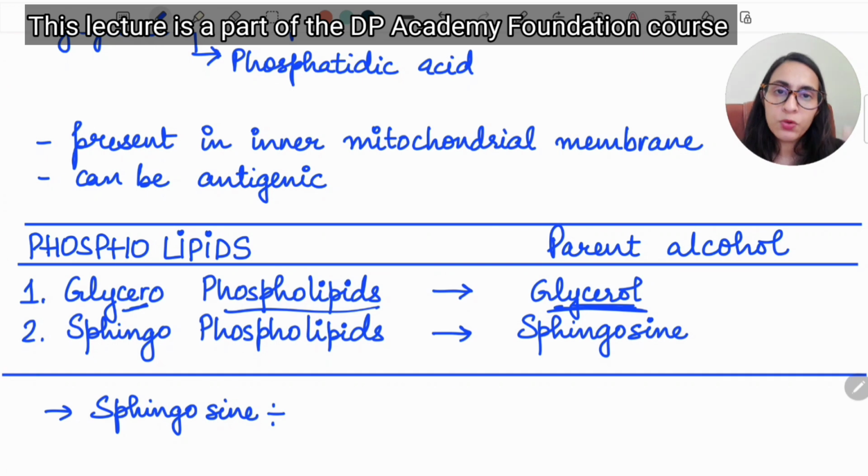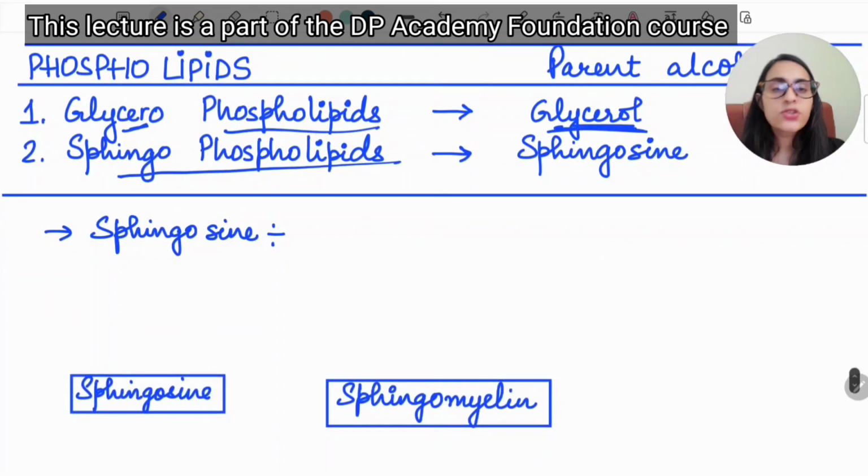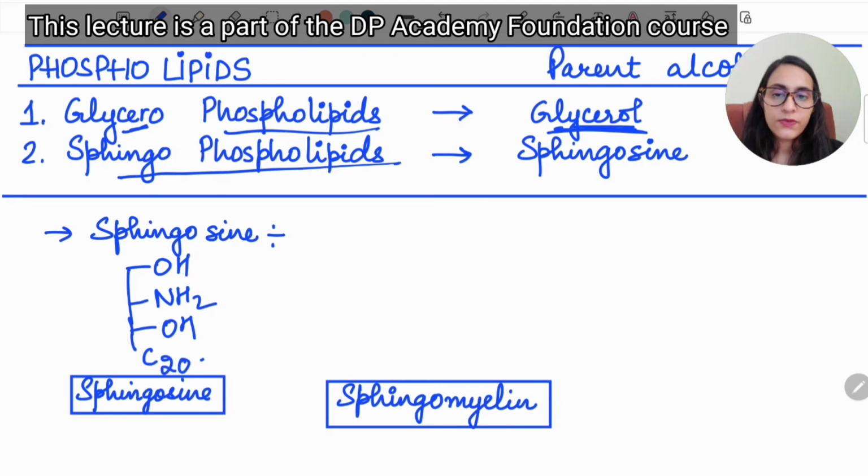Now if the phospholipid is a glycerophospholipid, that means the alcohol is glycerol. Up till now we have talked about the parent alcohol as glycerol. But if the parent alcohol is sphingosine, then the phospholipid is known as sphingophospholipid. Now let's draw the structure of sphingosine. Let's draw a simple structure of glycerol first. In sphingosine, the second OH group is replaced by an amine group, and we have carbons up till C20. So this is the basic structure of sphingosine.